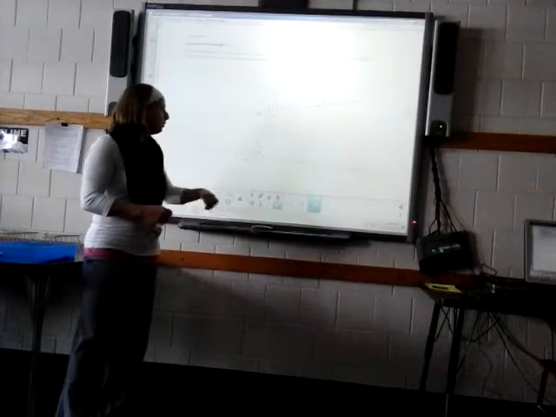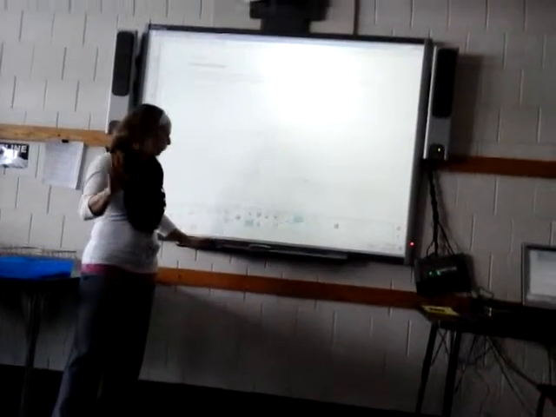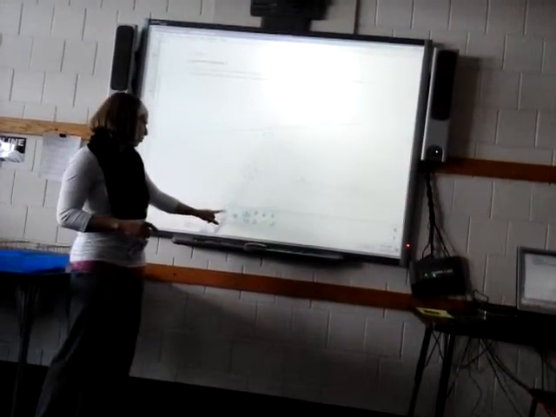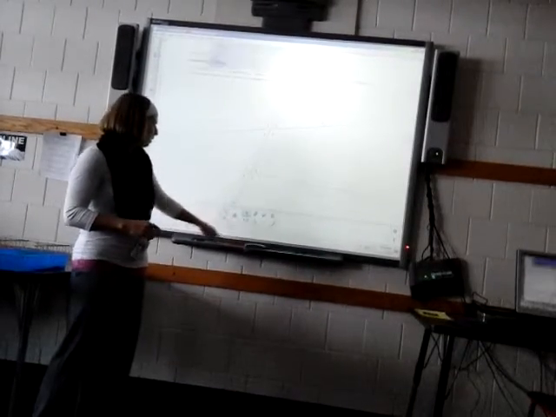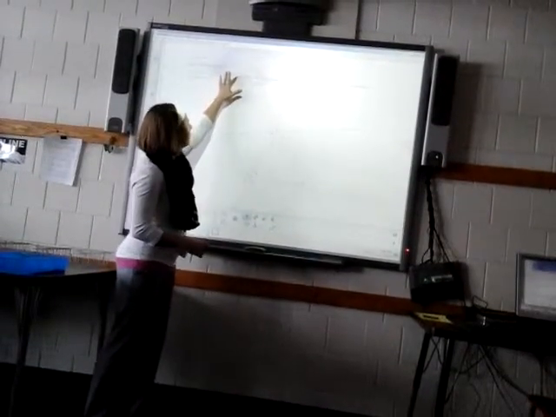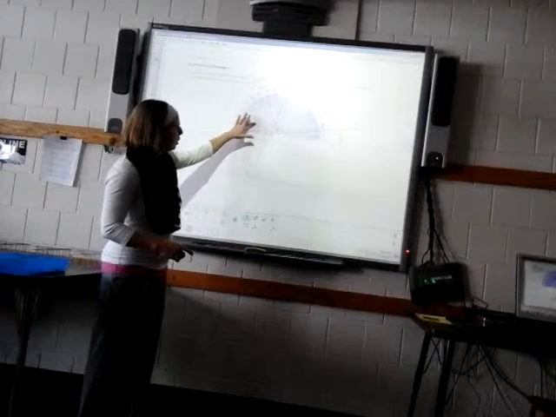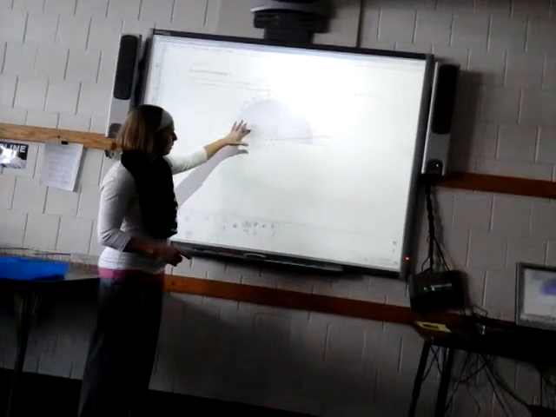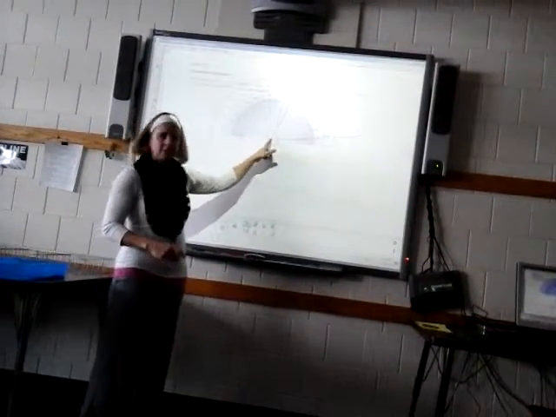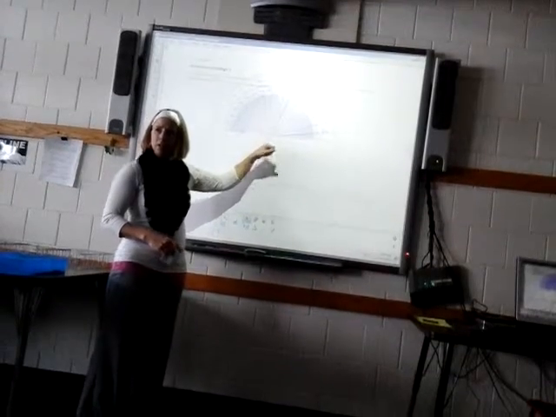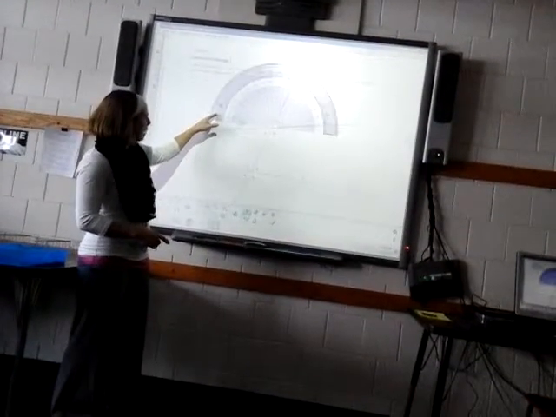Line number 1 you found to be a degree measure of... wait, before I do that, I want to show those of you who are a little unsure of using a protractor, remember the key to a protractor: the angle you're measuring has the center of the protractor. You then line 0 up with the line.